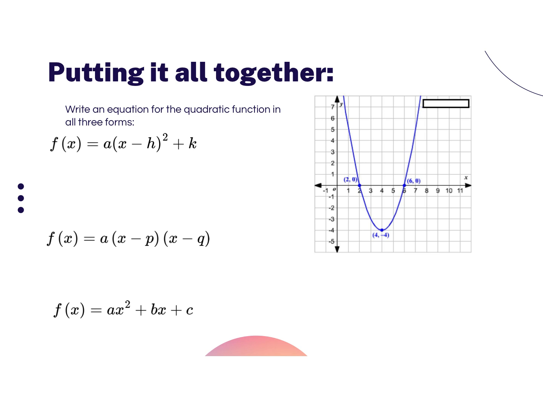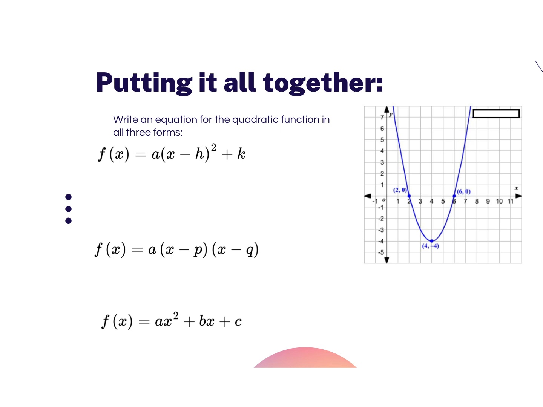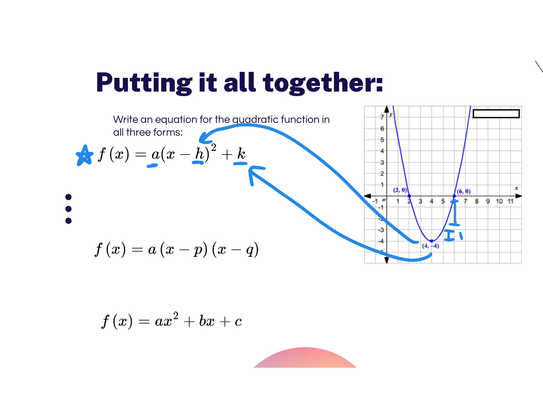Can we write an equation for the quadratic function in all 3 forms? Can we first start by writing it in vertex form? I know from vertex form, what I need to know is my A, H, and K. Luckily on this graph, they tell you what your H and your K are. But we need to look at the pattern of change to really determine what A is. Luckily that pattern of change is 1, 3, and then 5, okay? So I know my A value is 1. And then they also tell me what my h and k are. So it's going to be minus 4 squared and then minus 4 for k. Okay?